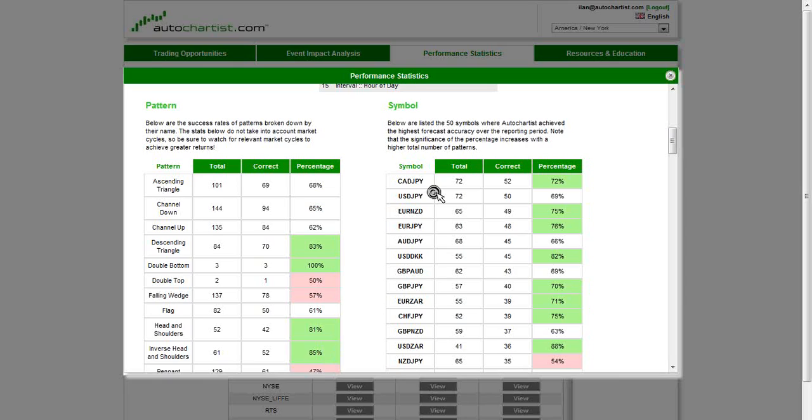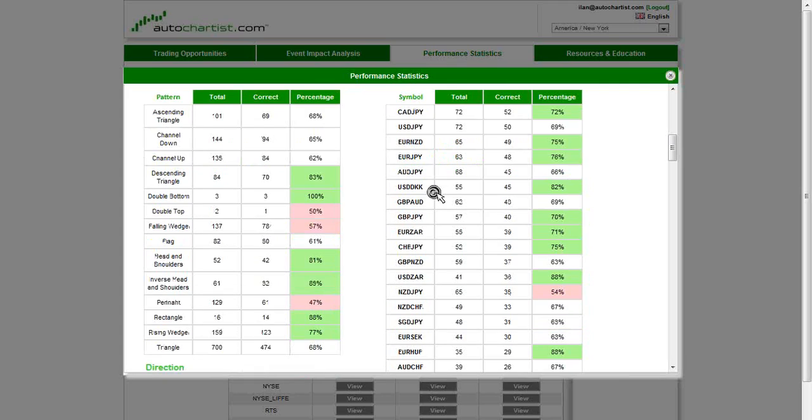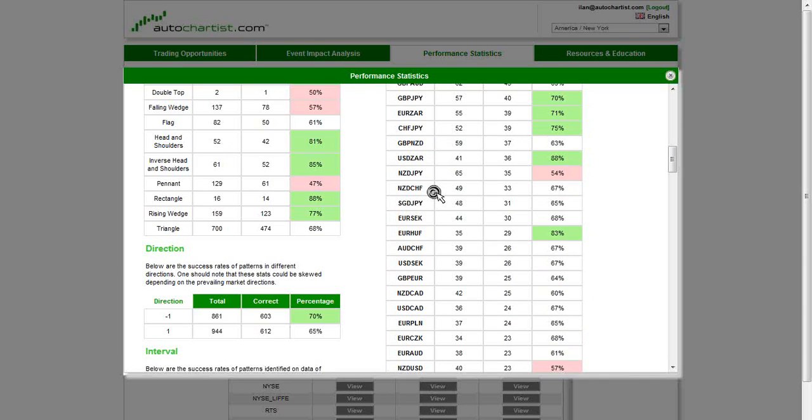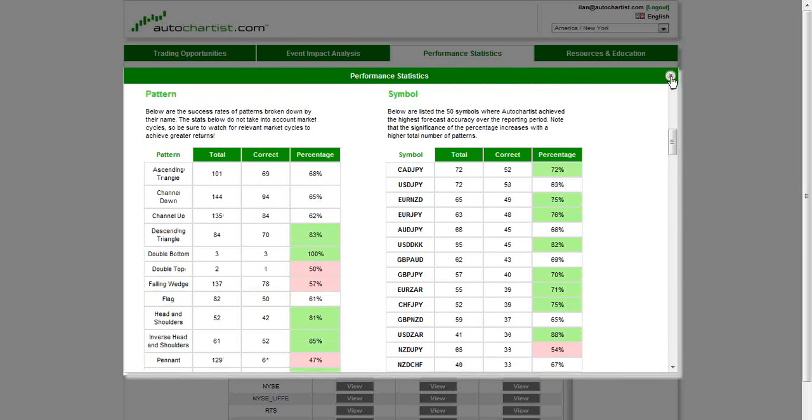Okay, so I encourage you to look at these performance stats and use them before you place a trade to see how well this has performed in the past. Or what you could do is look at the performance stats initially and set up search criteria, as I did in the very first part of this presentation, just for the instruments that you believe are the highest and best performing within Autochartist.